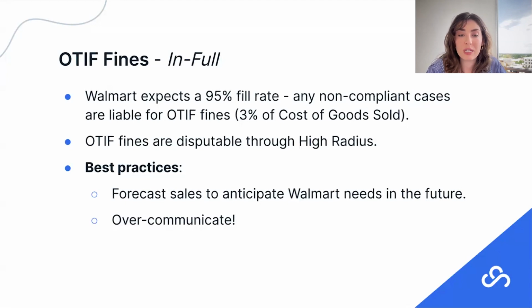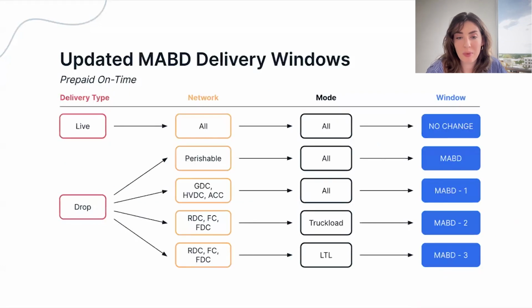And then the last is just over communicating. If you are having those issues, especially if you're going to be under your forecasted inventory, communicate that as early as possible so that you can come up with a plan. Again, more for shortages, but those can go hand in hand with overages as well.